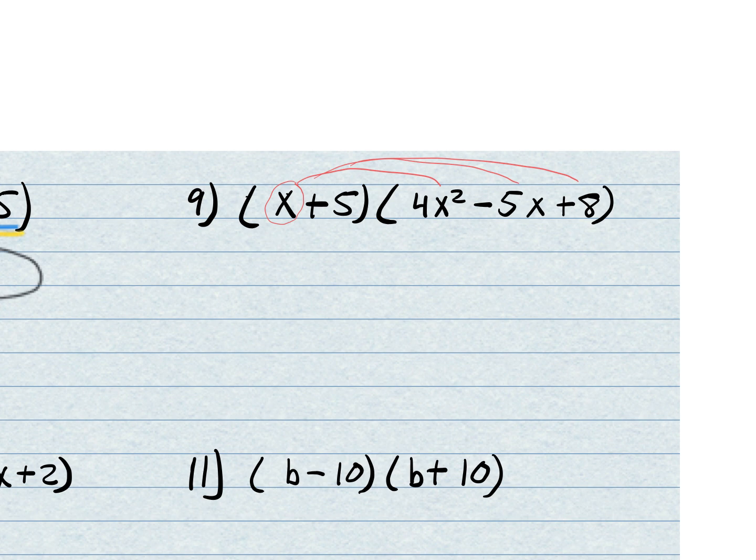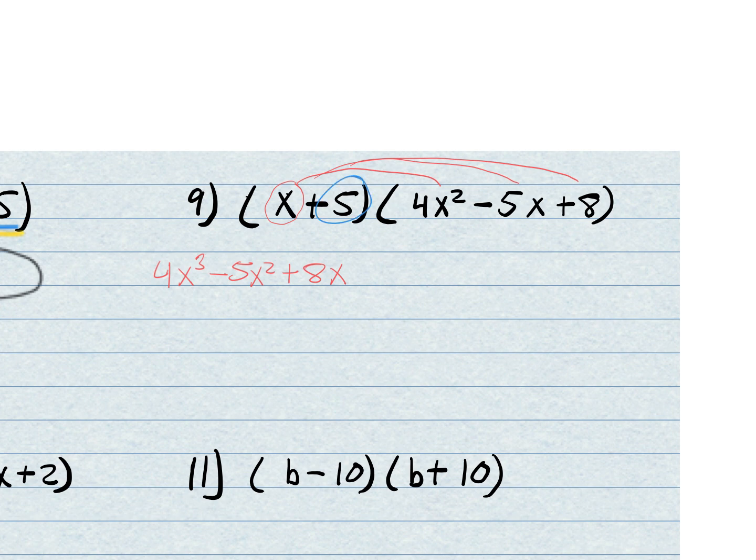So x distributed to every term in the trinomial. X times 4x squared is going to give you 4x to the third power. X times negative 5x is going to give us a negative 5x squared. And then x times positive 8 is going to get us a plus 8x. And then we do the exact same thing for the next term, so 5.